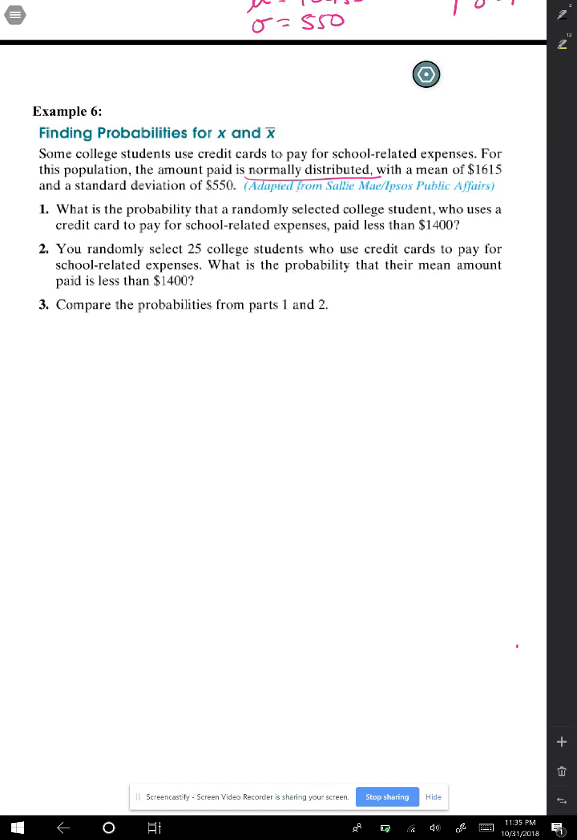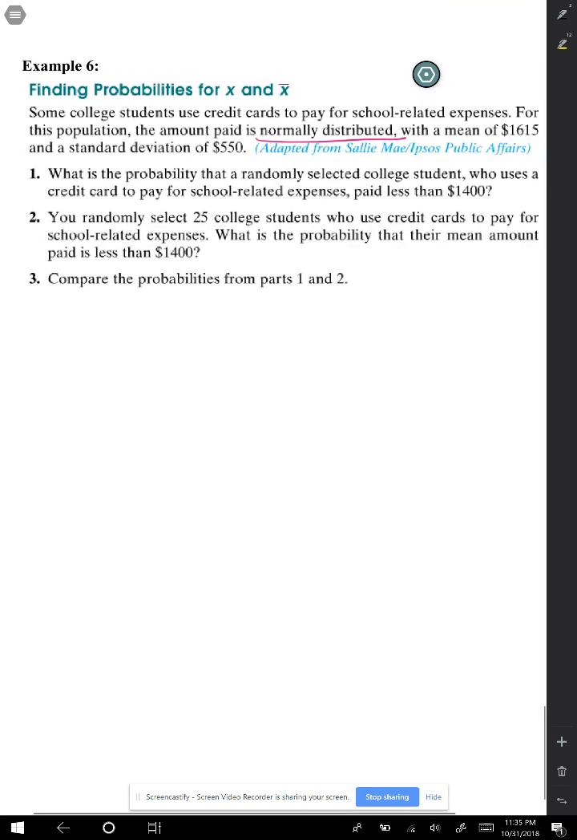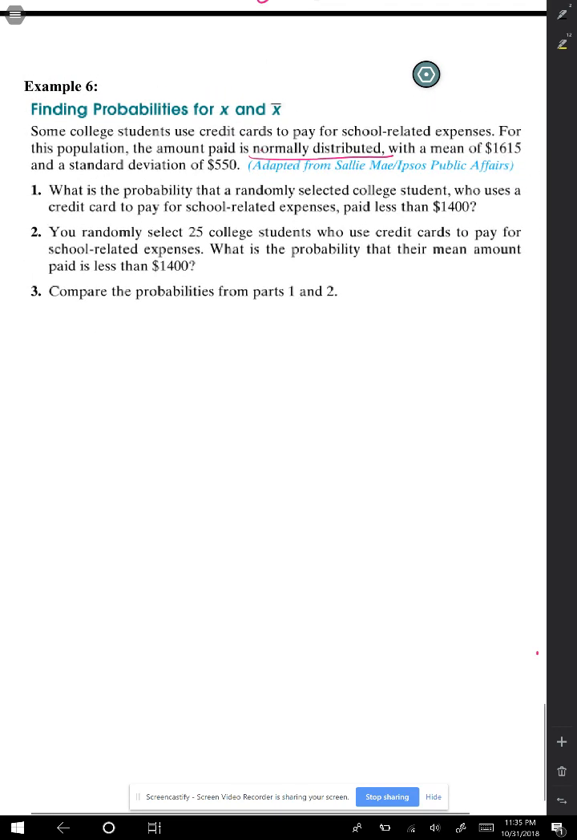The central limit theorem works for normally distributed populations with any sample size. So we don't have to have a sample size of 30 or greater. That's important. Okay, they tell me the mean is 1615 and the standard deviation is 550.